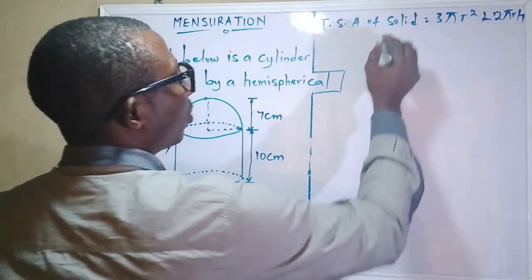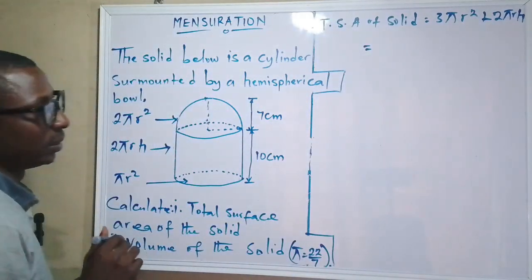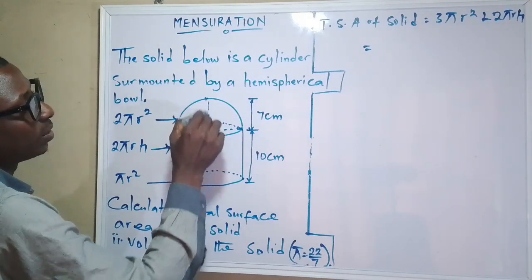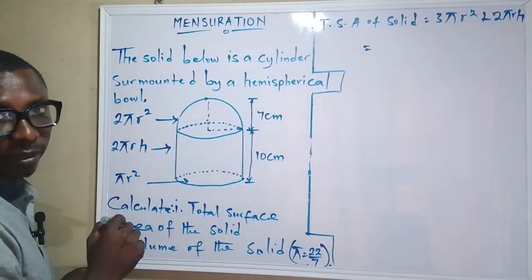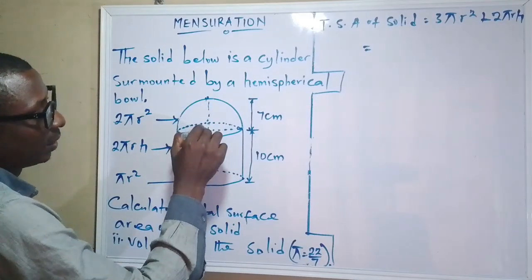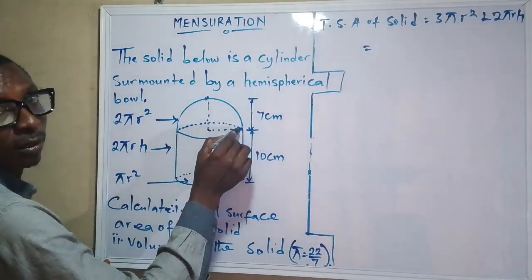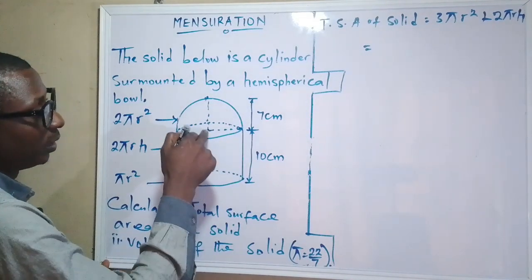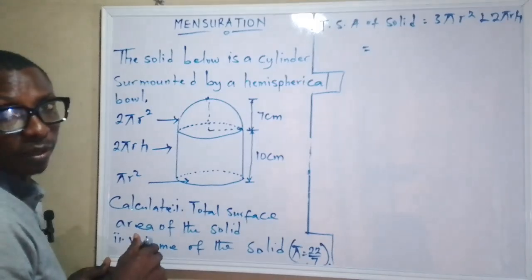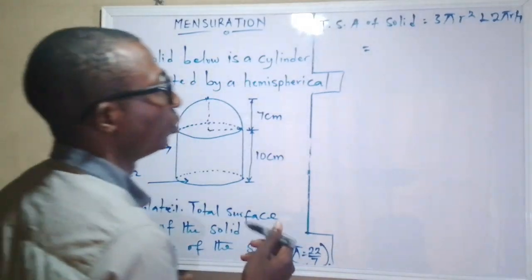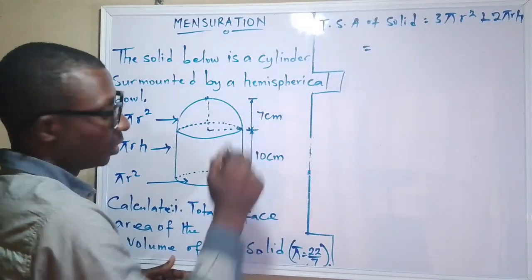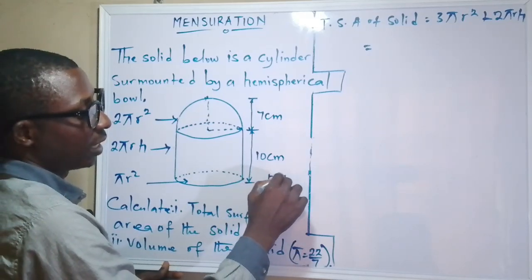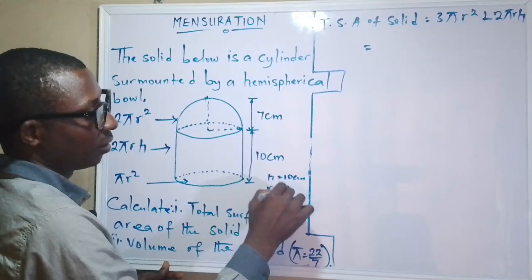Before we start substituting, let's look at it. What is going to be our radius here? The radius is going to be the height of the hemisphere. The height here is the same thing as from here to here, which happens to be the radius of the cylinder and also the radius of the hemisphere. So now let's substitute. The radius is 7. The height of the cylinder is 10. That means h is 10 centimeters, r is 7 centimeters.